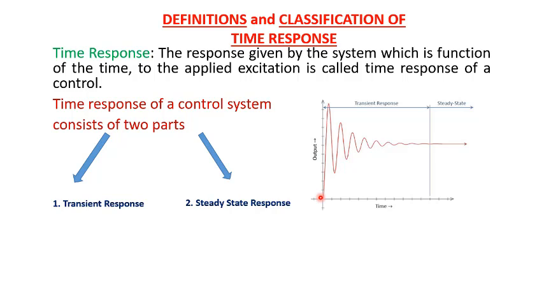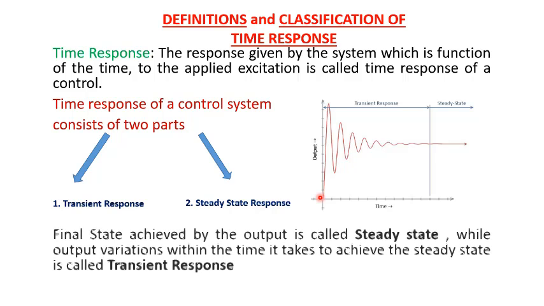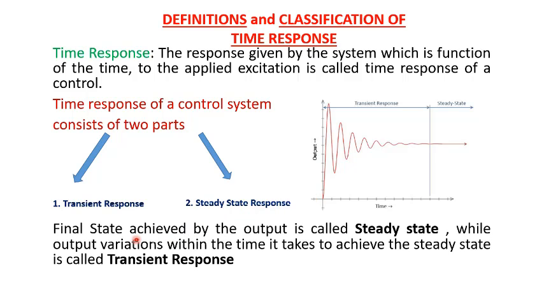There we see it is going to oscillate, and then after reaching towards the boundary, it is going to get steady. So this is one of the key aspects of any control system response. Hence, the final state achieved by the output is called steady state.